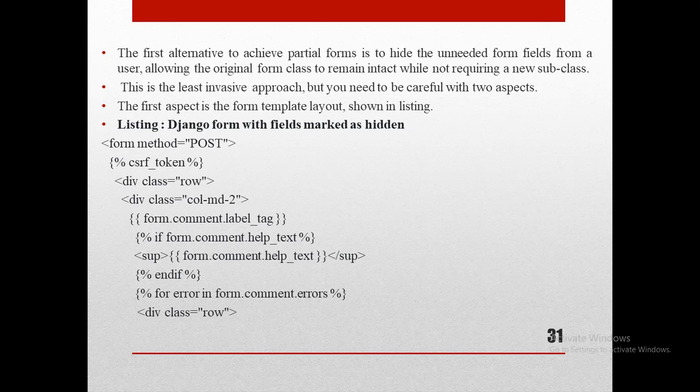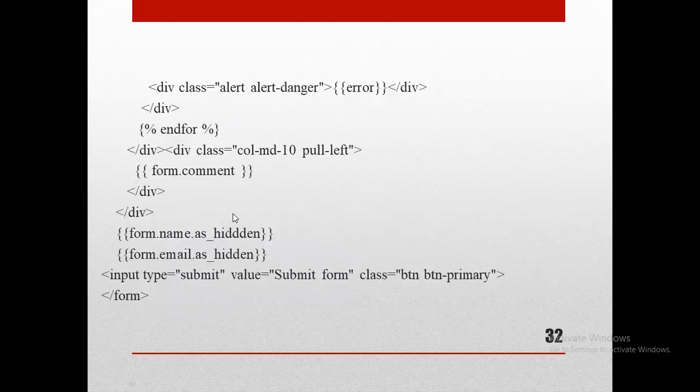In this listing, you will see that we have to hide two fields. This is the form method post, with your Django form with fields marked as hidden. So we are going to hide two fields, name and email. This is the form we have created with the form method post, then the CSRF token, labels, some fields, and some error messages. At last, we have to hide the two fields that are unnecessary, or that we don't require. In this case we don't need the name and email fields.